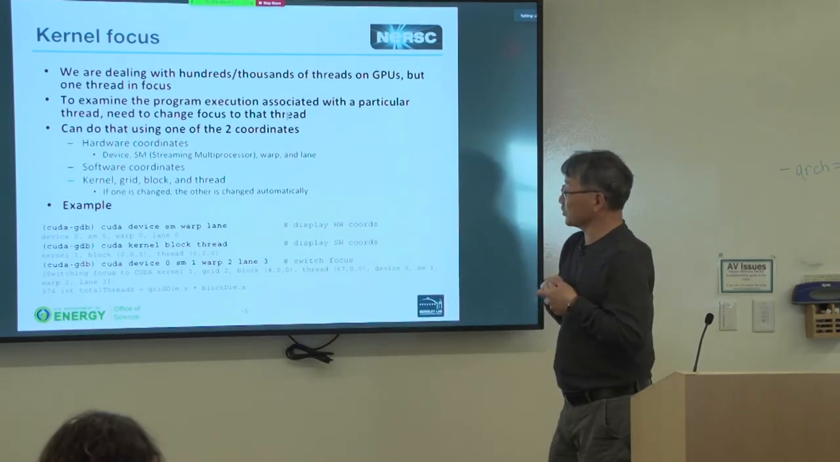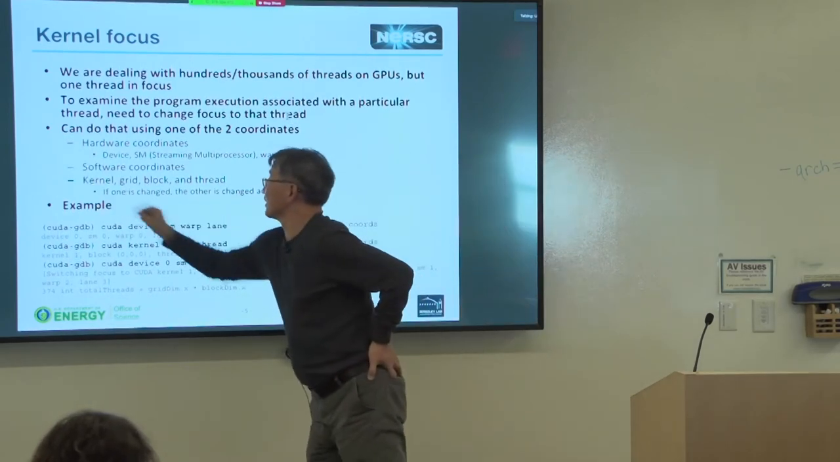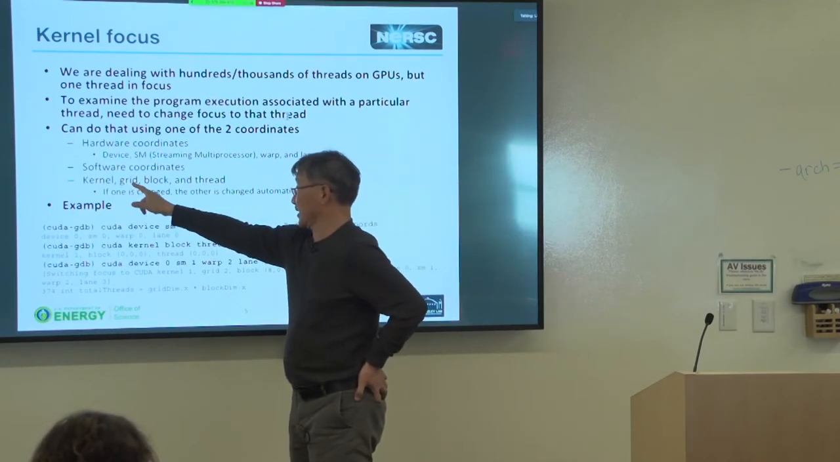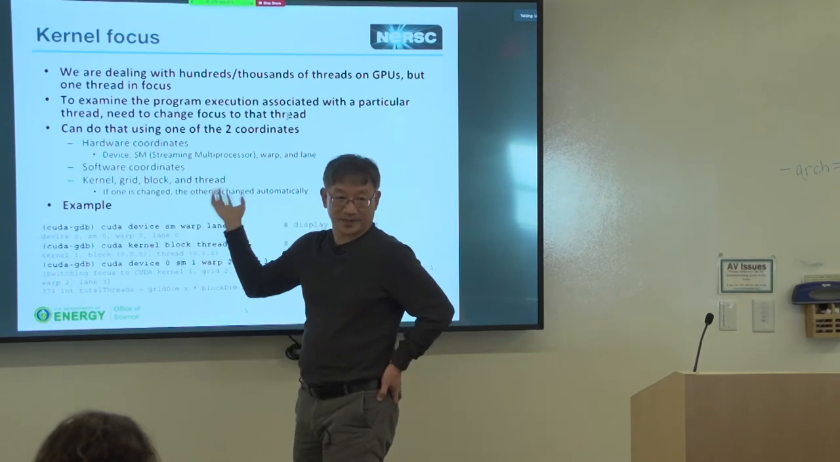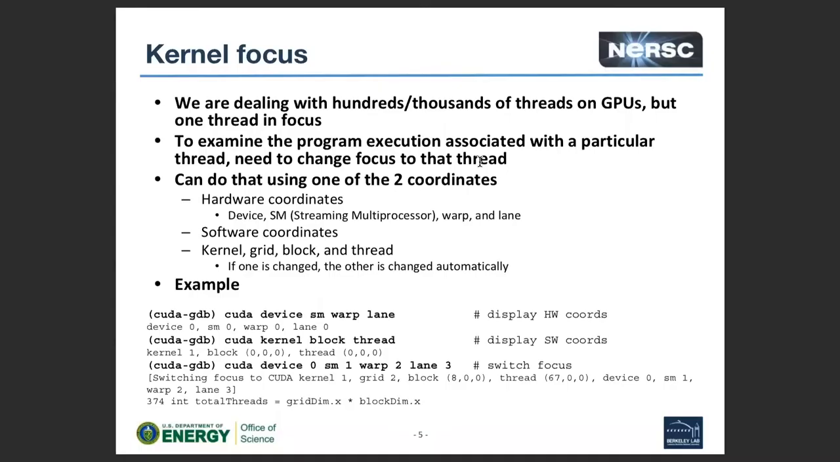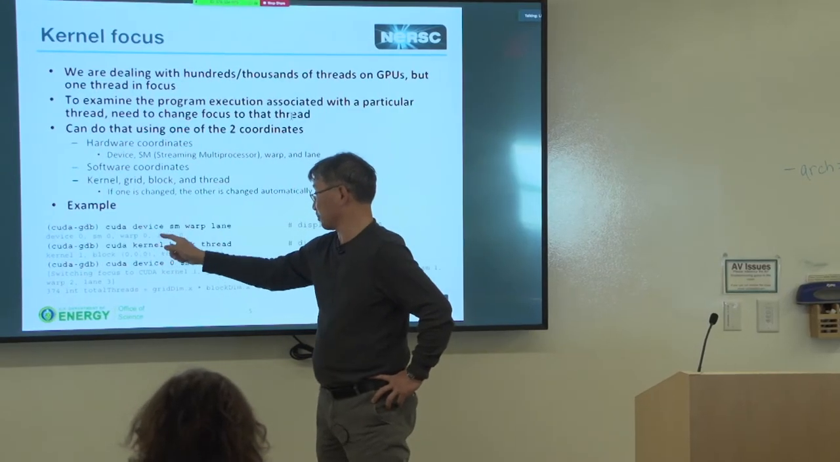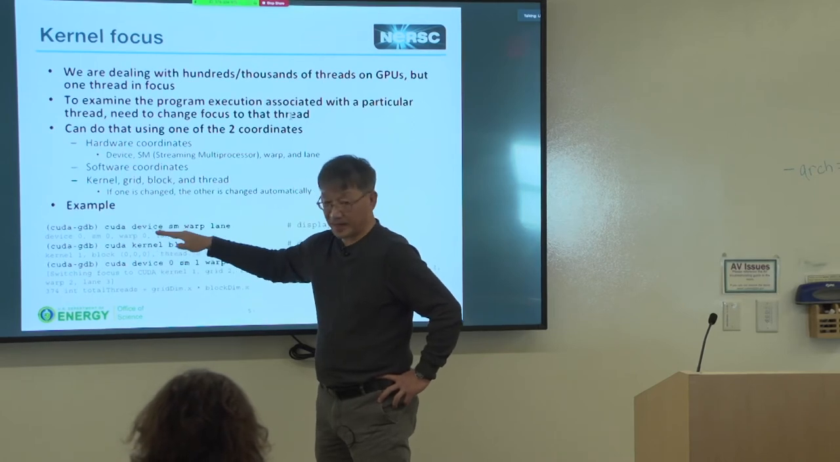Software coordinates, I'm sorry, I think I made a mistake here. Software coordinates are the kernel, which kernel I'm running, and the grid, block, and thread. You know these basic entities in CUDA programming. To know which coordinate I'm on, I can just use CUDA device. This is the hardware coordinates: I'm on device zero, SM zero, warp zero, lane zero. CUDA kernel block thread will print the software coordinates corresponding to that one.